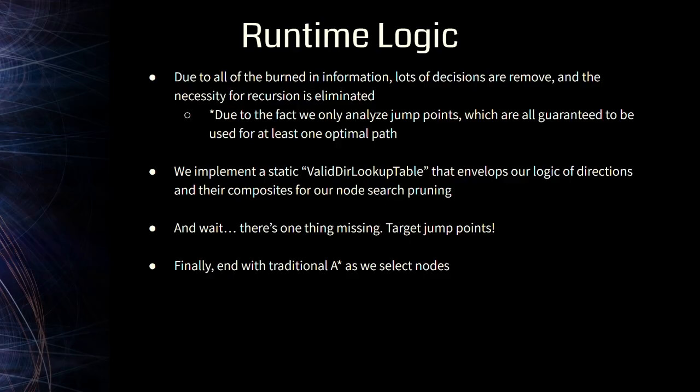We implement a static valid dir lookup table that essentially envelops our logic for the directions and their composites when searching through nodes for pruning. And wait, there's one thing missing, target jump points. We'll get to that in a second. And then finally, once all that logic is implemented, we just end with traditional A-star as we select nodes.